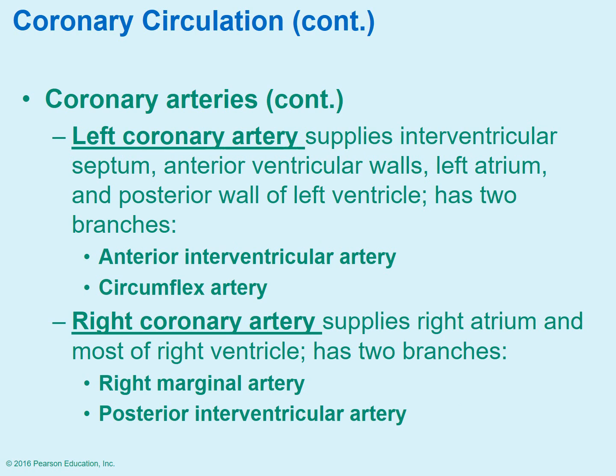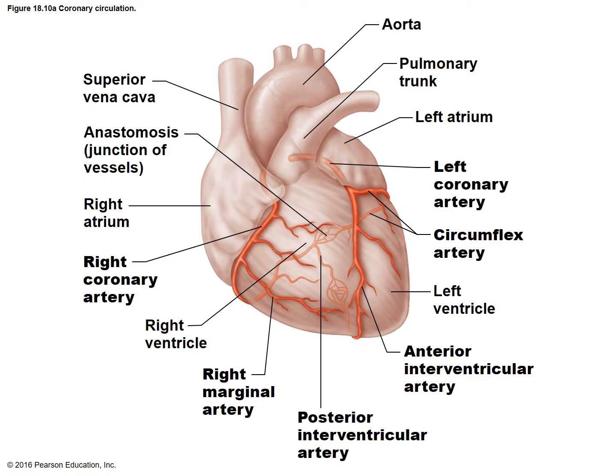The left coronary artery is going to supply the interventricular septum, the anterior ventricular walls, the left atrium, and the posterior wall of the left ventricle. It has two branches: your anterior interventricular artery and the circumflex artery. The right coronary artery supplies the right atrium and thus the right ventricle. It has two branches, the right marginal artery and the posterior interventricular artery. As you can see here, the arteries.